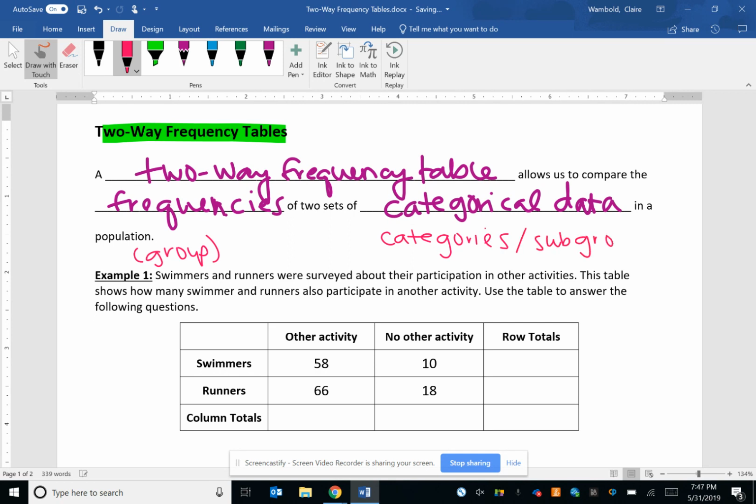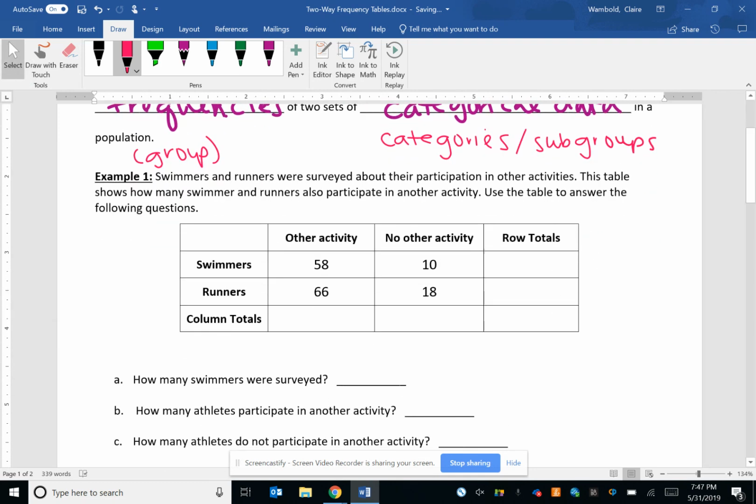So within a larger group, what is a subgroup there? We're going to look at a few examples and break down some sample questions so that when it comes time for your practice, you'll be ready to go. Example 1: swimmers and runners were surveyed about their participation in other activities. This table shows how many swimmers and runners also participate in another activity. We're going to use the table to answer the following questions.